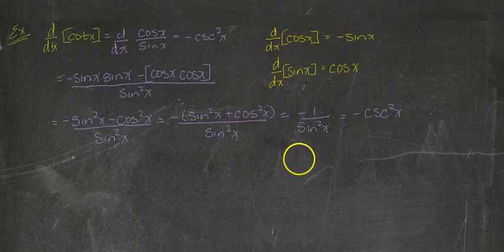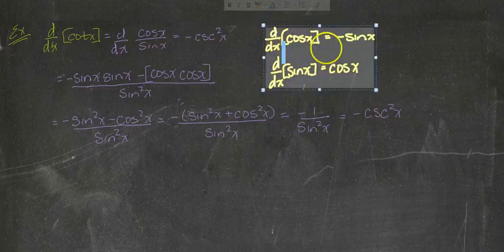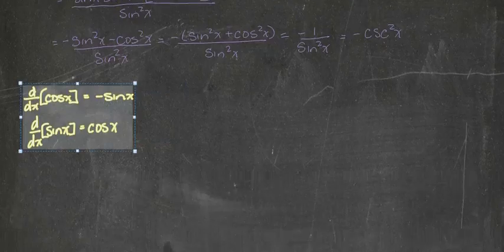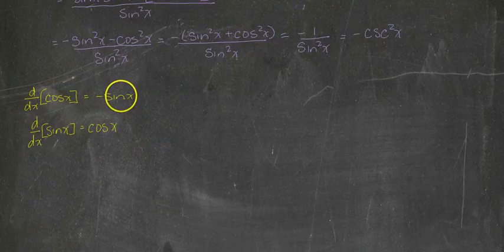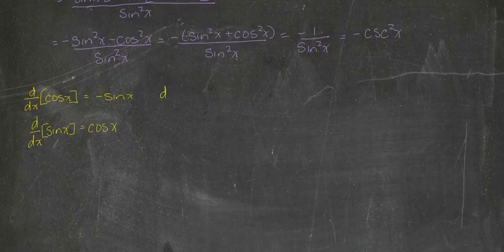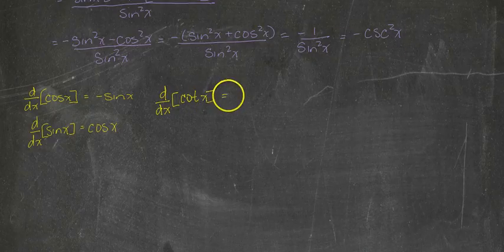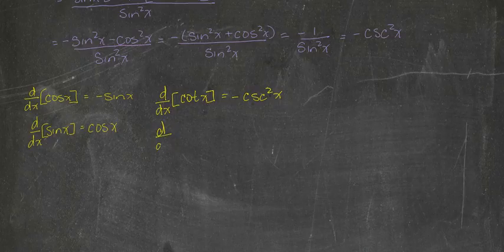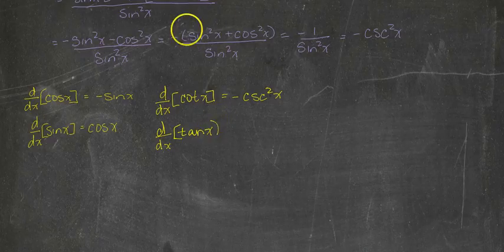I've proven one, so we know that the derivative of, well, where can I put these? Let's put them all together. So I have the derivative of cosine, negative sine, the derivative of sine, cos x, the derivative of cotangent we just showed is negative cosecant squared of x. The derivative of tangent is shown in your textbook, if you want to see the proof or the derivation like we just did, is secant squared of x.